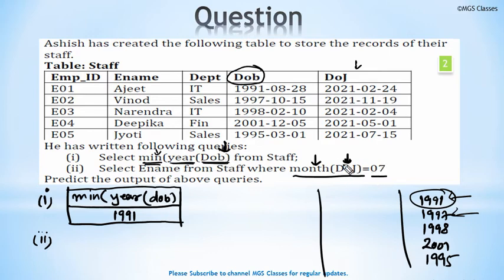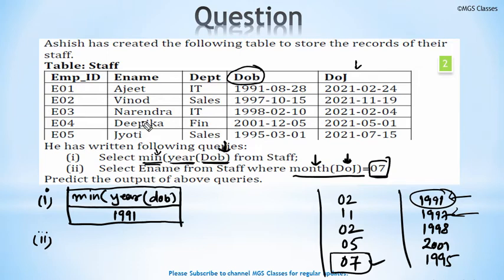So here the date of joining column is taken and the month function is applied, and it is a single row function. So the month function will return the month portion from the date of joining. So the month portion, first row it will return 02, second row 11, third row 02, fourth row 05 and fifth row 07. Now 07 is matching with which row? 07 is matching with the last row.